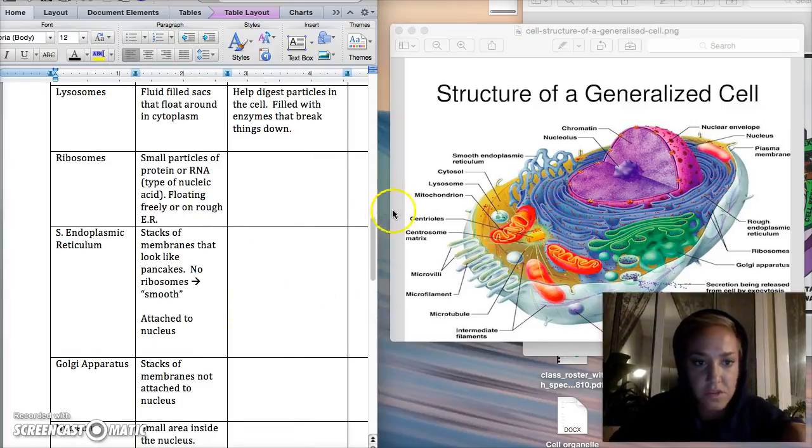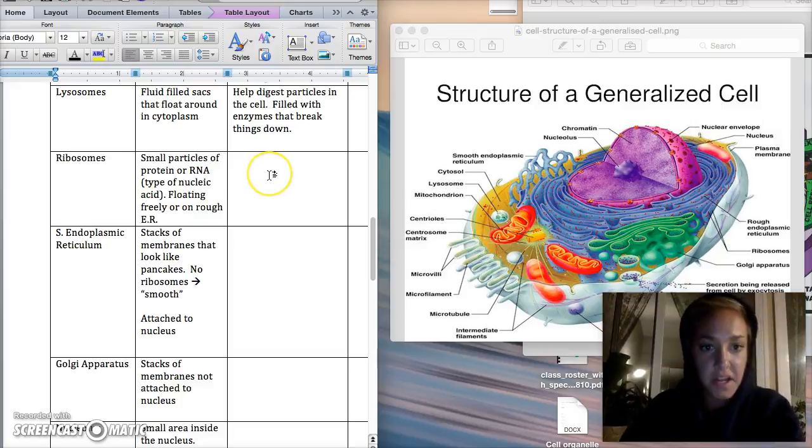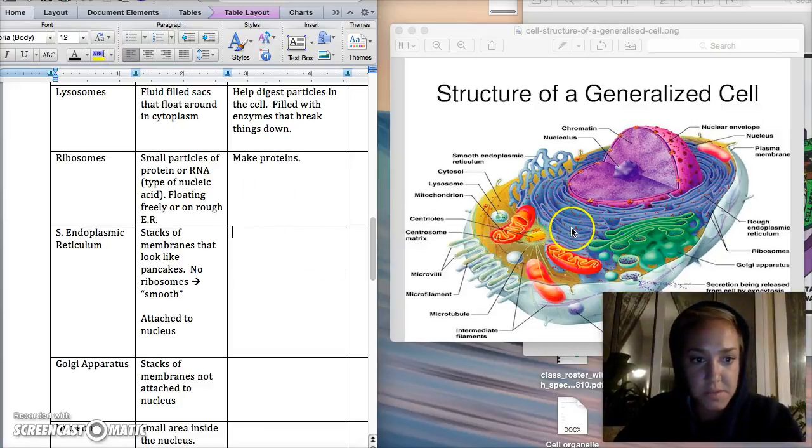Okay, ribosomes. In addition to being studied on this endoplasmic reticulum, ribosomes are also floating around in the cell. In the picture that you have to label, they're like the little dots, but they're actually pieces of RNA or protein. If we remember, RNA is a type of nucleic acid. The main function of the ribosomes is to make proteins. Boom, simple.